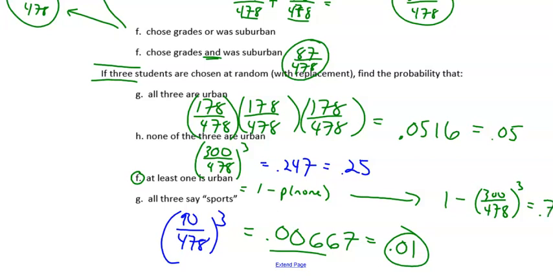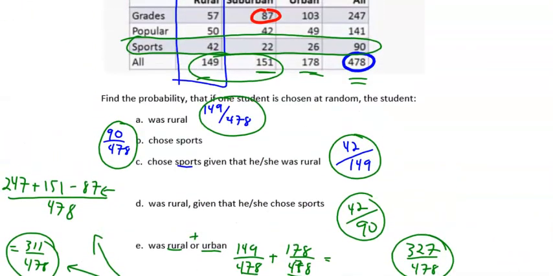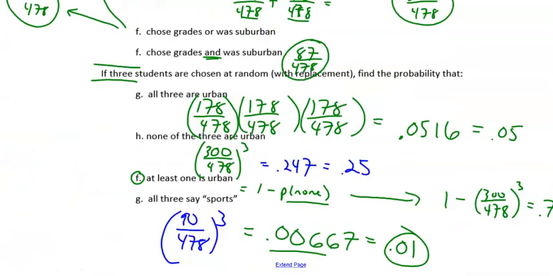Okay, so again, for at least one, I always say 1 minus the probability that it's none. And that means they'd have to be the other two categories, which were the suburban or rural, which we counted as 300 from before. These guys.